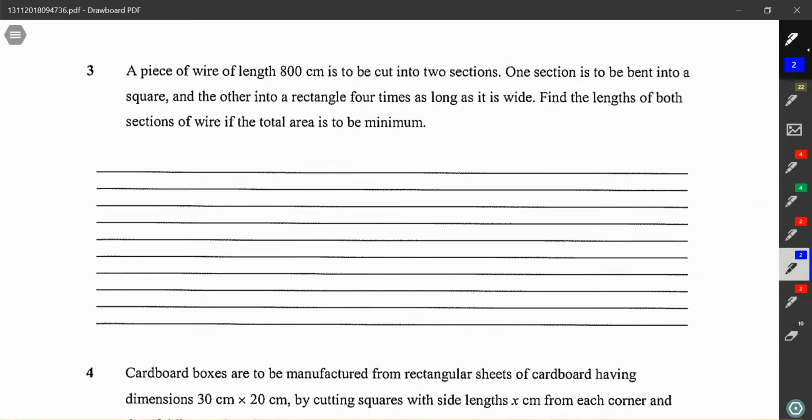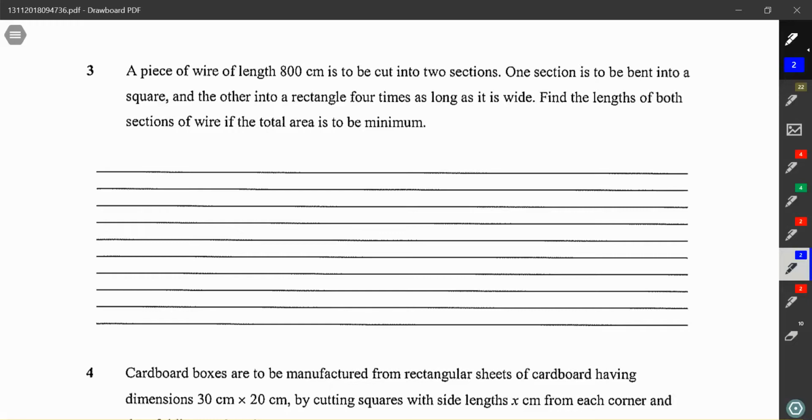Next section. Same job. I want you to read it. Hardest part is not the calculator. Hardest part is to get the equation. Get the equation and everything should be easy. So read the question. A piece of wire length 800 centimeters. Cut into 2 sections. You've got 2 sections now. One section is to be bent into a square and the other into a rectangle 4 times as long as its width. Okay? Take your time.